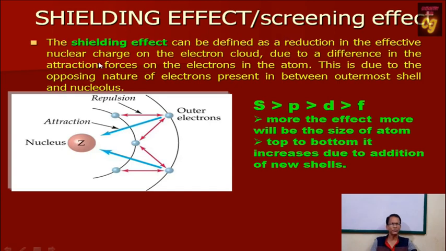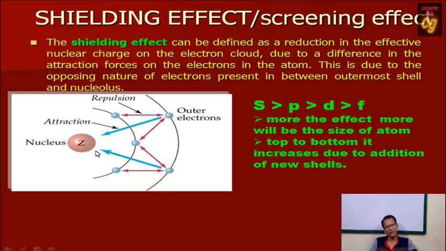So when the shielding effect is more, the effective nuclear charge will automatically be less, because the inner electrons oppose the attraction between the outermost electron and the nucleus. This opposing tendency, this obstruction by inner electrons of the attraction between the nucleus and the outermost electron, is called the shielding effect or screening effect.